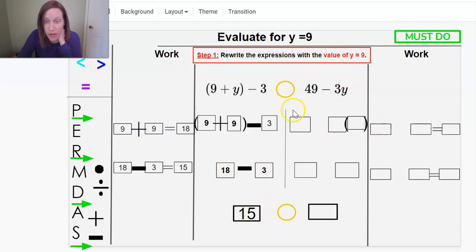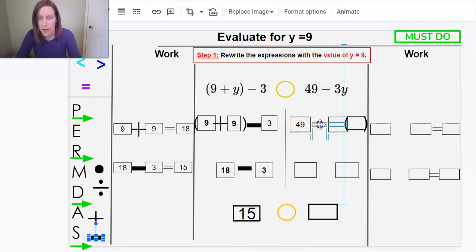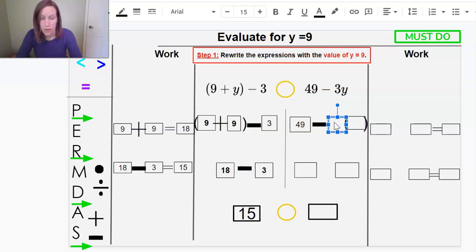Now I have to do the other side of my inequality, and I want to see, is this number going to be less than, greater than, or equal to this number? So I'm going to rewrite this expression with a 9 where my y is. So 49 minus 3y, remember y is 9, and also remember that when there is a number right next to a variable, it means multiply.